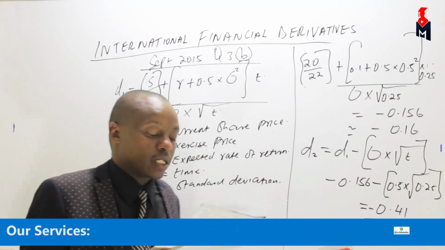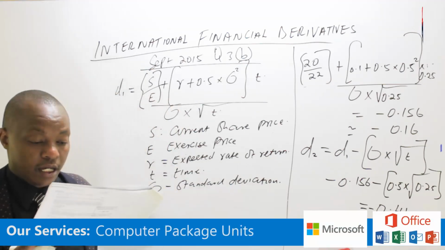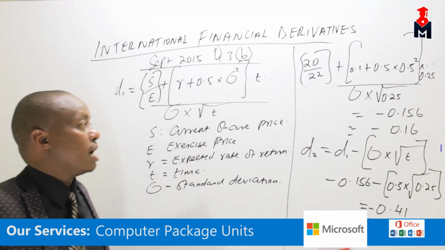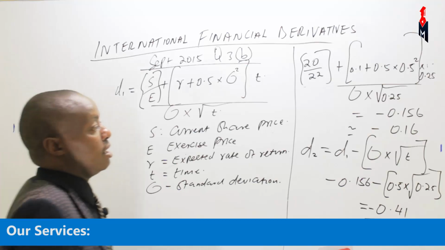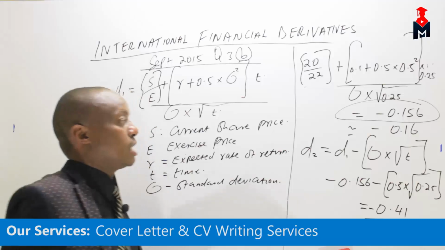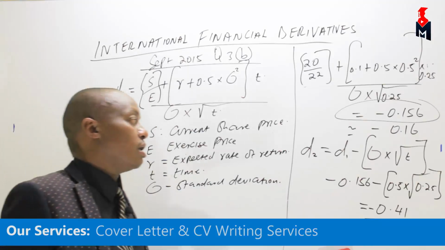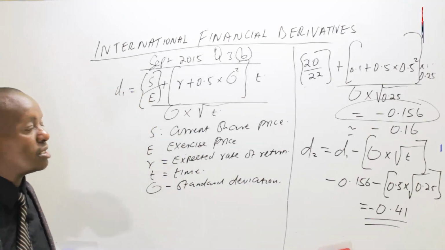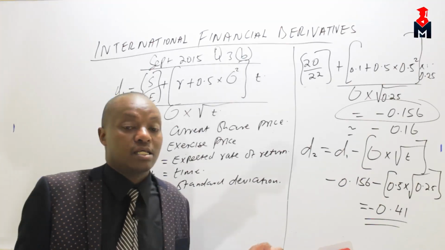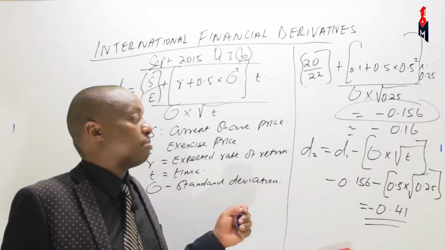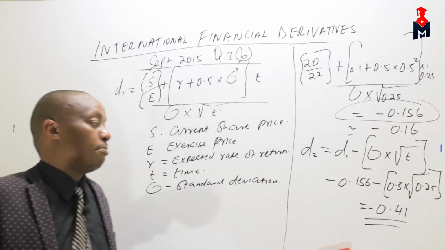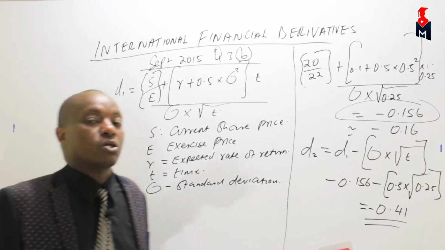In this case, you consider the value of d1. d1 was negative 0.156. Since this would lead to loss of value, it means that the hedge is likely to be highly successful. And that is how you go about financial derivatives using the Black-Scholes model.